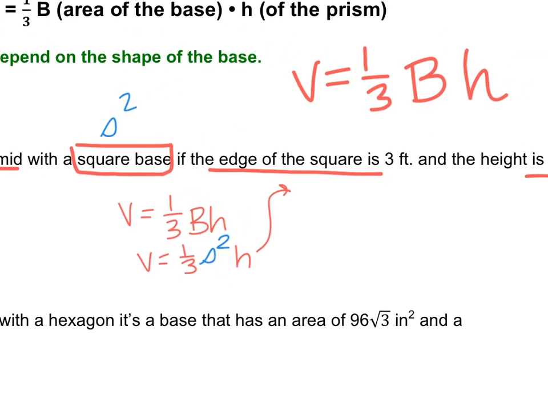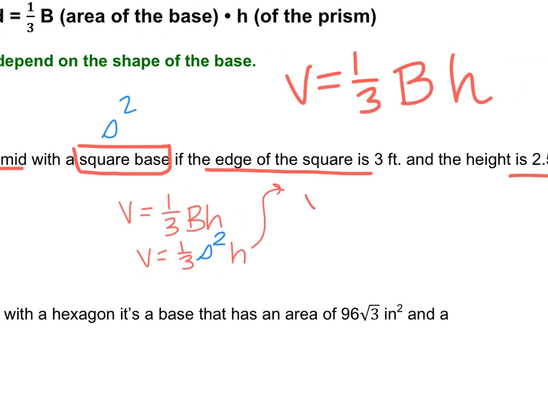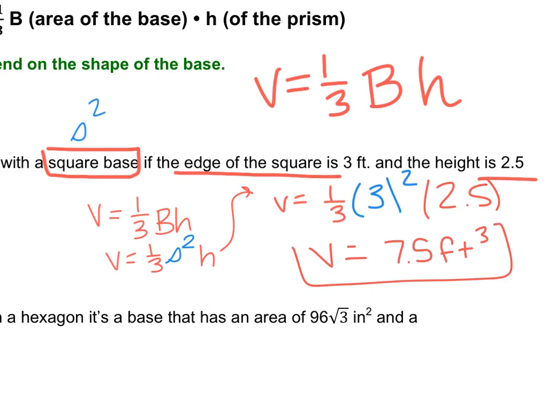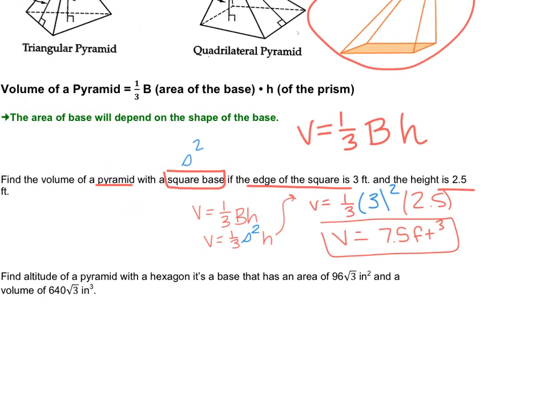We're now going to do our substitution. So volume equals 1/3. The edge of the square is 3, so that means our side is 3. And our height of 2.5. You simply type this all into the calculator, and you get 7.5 feet cubed. That is your final answer. Okay? That is a pretty straightforward question.